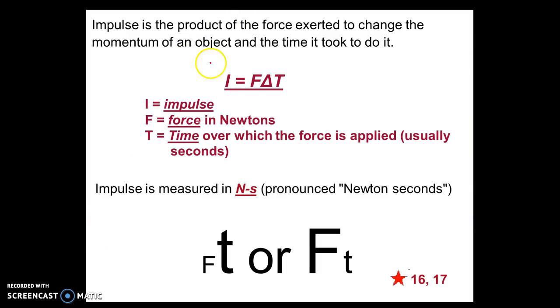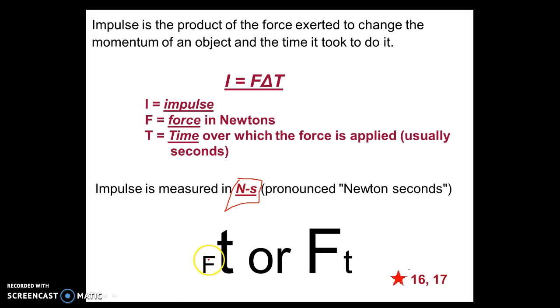Okay, so here's the equation. Impulse is equal to force times change in time. It's not an instantaneous moment, it's a change in time. That's what this triangle is, delta t. That change in time implies it's not just one singular time. The unit for impulse is Newton seconds. It doesn't have anything fancy or special, just Newton seconds.